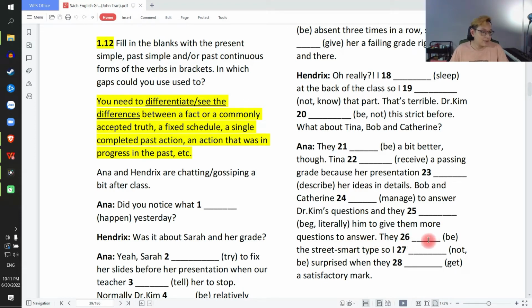They are the street smart type. So I wasn't surprised. Phải sập nha. I wasn't surprised when they got a satisfactory mark.